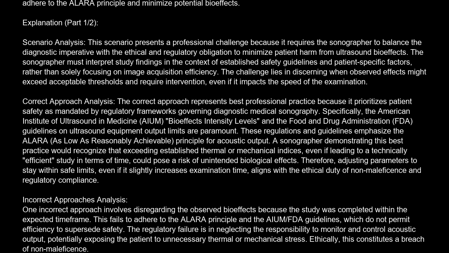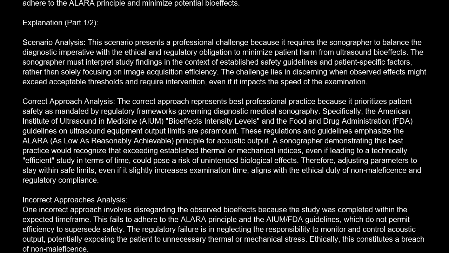Incorrect approach analysis. One incorrect approach involves disregarding the observed bioeffects because the study was completed within the expected time frame. This fails to adhere to the ALARA principle and the AIUM/FDA guidelines, which do not permit efficiency to supersede safety. The regulatory failure is in neglecting the responsibility to monitor and control acoustic output, potentially exposing the patient to unnecessary thermal or mechanical stress. Ethically, this constitutes a breach of non-maleficence.